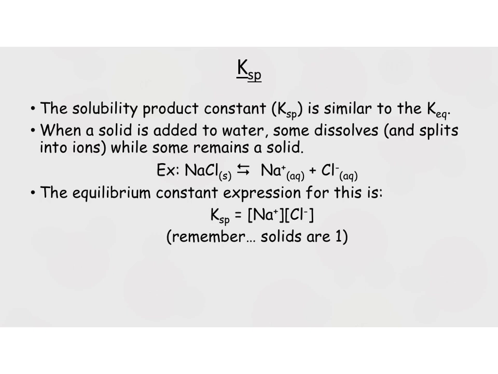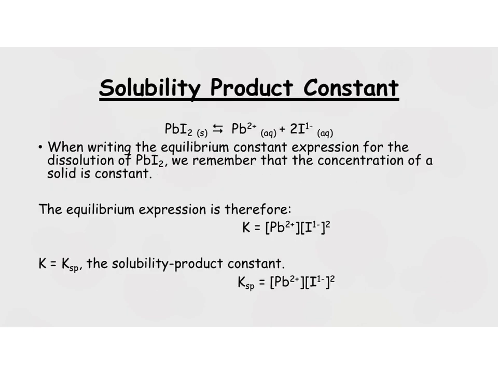When we add a solid to the water, some is going to dissolve and split into ions while some remains a solid. For the example of NaCl solid, we see it breaks into Na plus and Cl minus. Therefore, we can write the equilibrium expression as products over reactants. Since our reactant is a solid, we just ignore it, so you get this as your Ksp value.